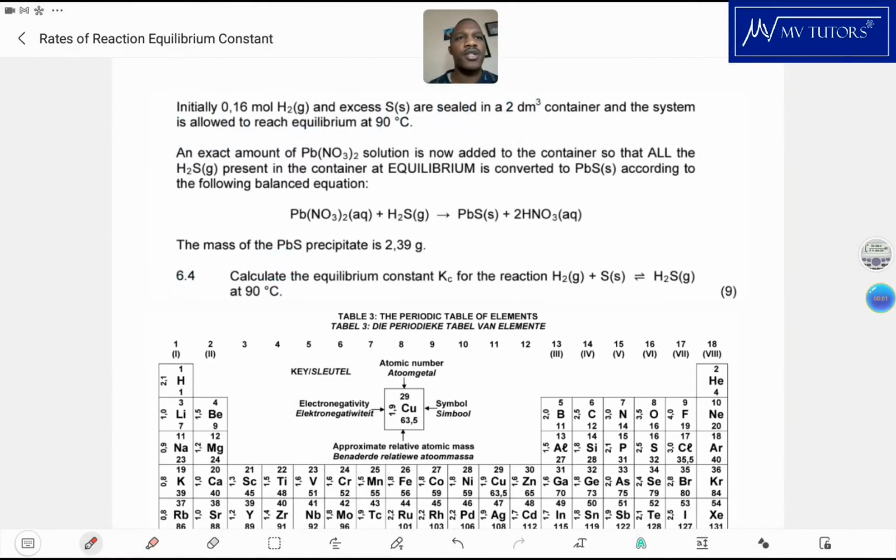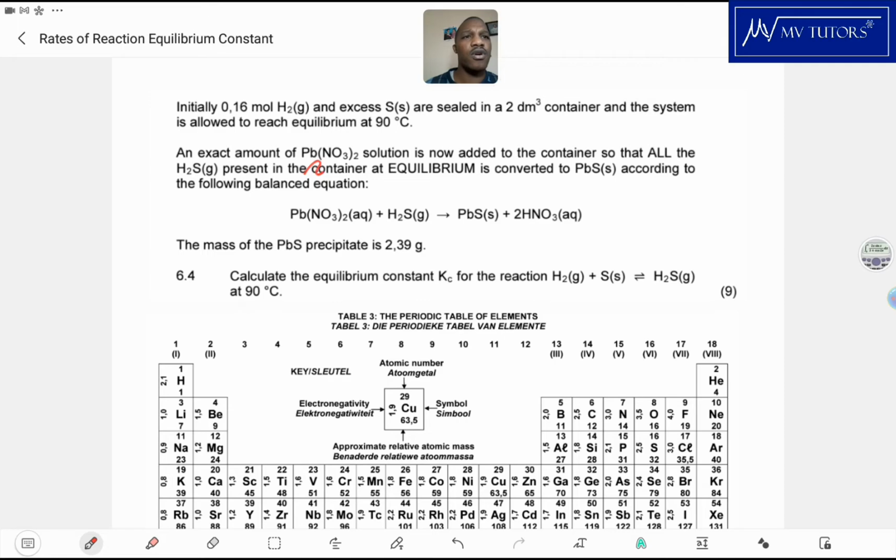Let's read the question. It says initially 0.16 mole of H2. Where's H2? Let's find it. Oh, there it is, down there. And excess S, which is in solid state. Where is it? There it is. Are sealed in a 2 dm^3 container, and the system is allowed to reach equilibrium at 90 degrees Celsius.